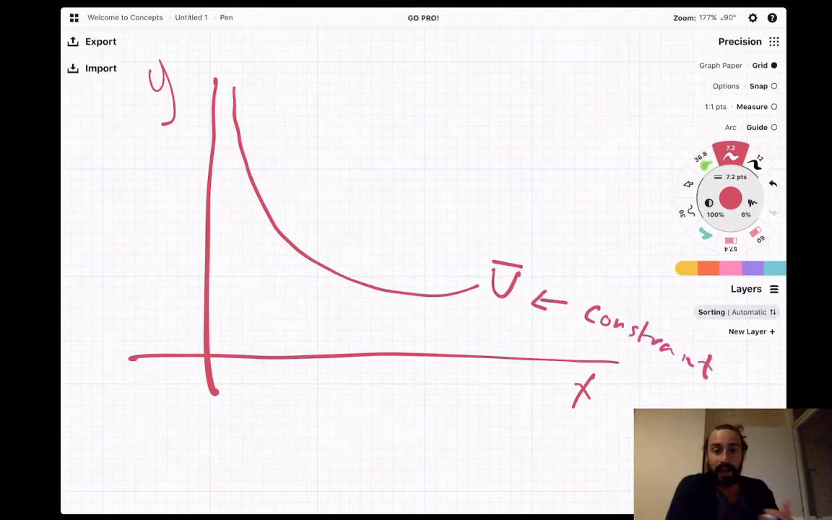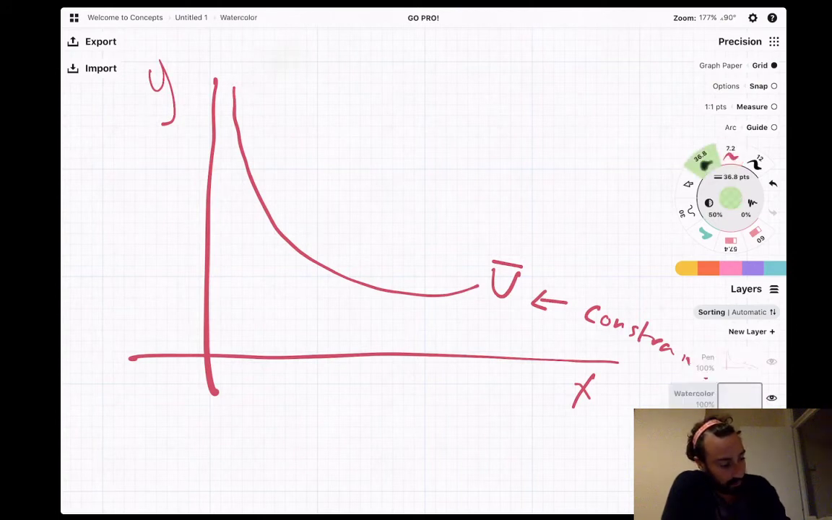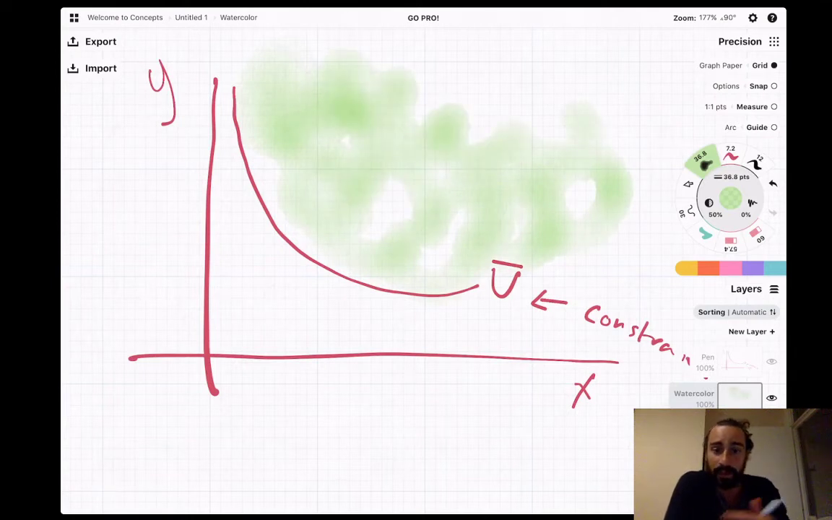What does it mean to make the consumer at least as good as u bar? It means that I have to live in the upper contour set, right? I live here in the upper contour set of u bar. I can pick anything above u bar, but I can't pick something lower than u bar.